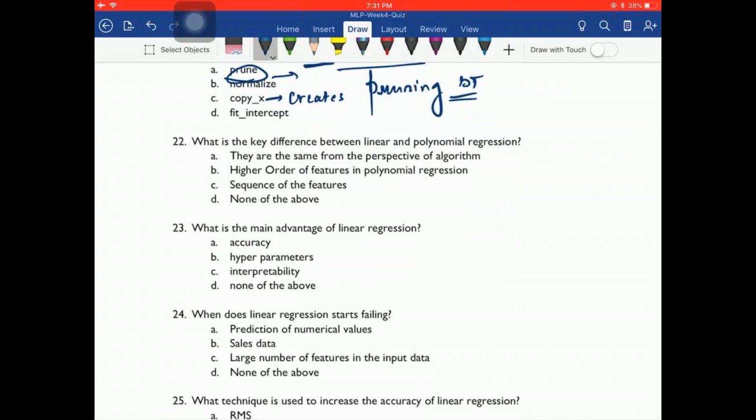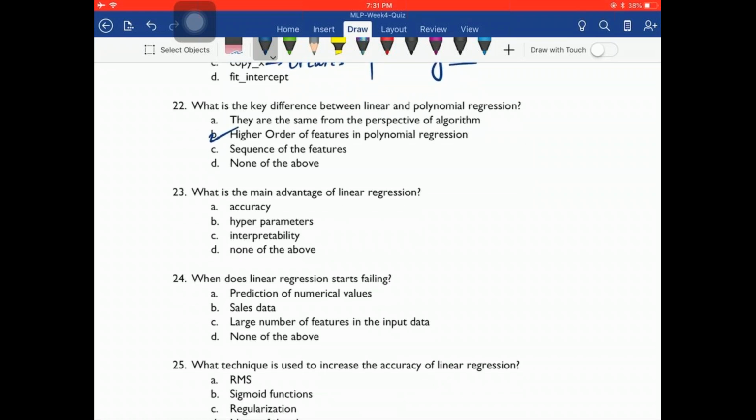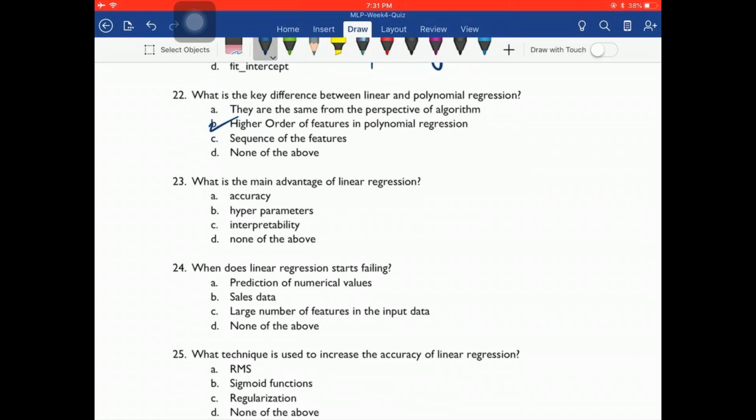What is the key difference between linear regression and polynomial regression? They are the same for me. Higher order of features, B. That comes in polynomial. What is the main advantage of linear regression? A, B or C? B. We don't know what he interpreted. I think A should be, if given answer, A should be, but I'm not sure. D can also be. Interpretability.